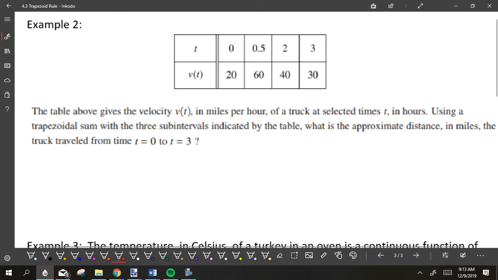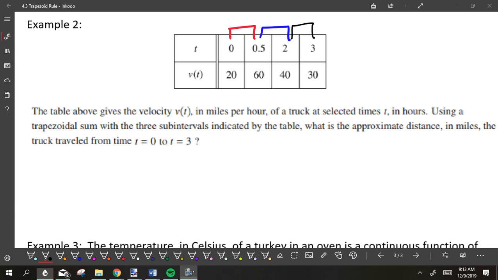Example number 2. The table shows the velocity in miles per hour of a truck at selected times using trapezoidal sum with 3 subintervals. What is the approximate distance the truck traveled from 0 to 3? Okay, so we're going from 0 to 3. We're doing 3 equal subintervals. So 1, 2, draw your hats on them. 3.